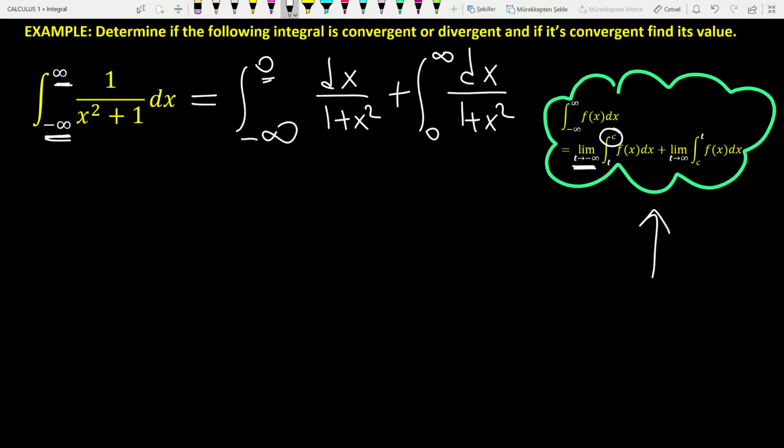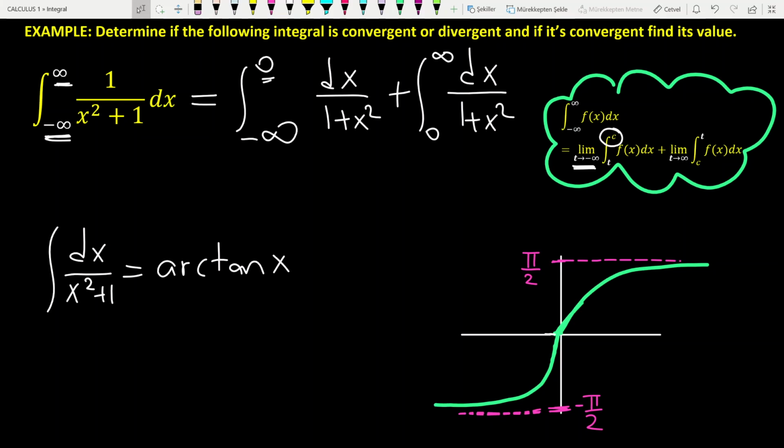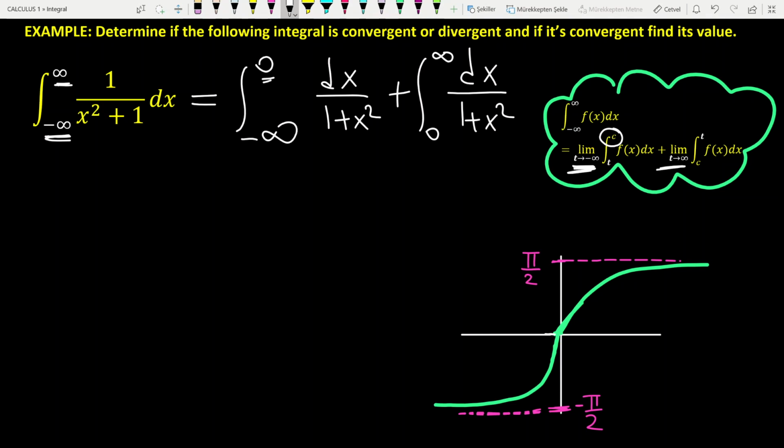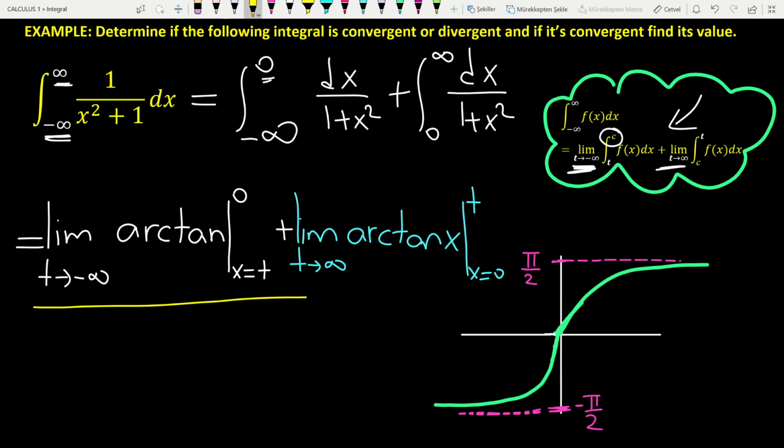Now we are ready to find the antiderivative. Let me first find the antiderivative of this function without using the improper case. And as you know, this is arctangent x, right? Also, please consider the graph of arctangent x. This is the graph of arctangent x. So let's assign a variable for minus infinity and plus infinity as we did in this rule. So this expression is equal to this limit expression.